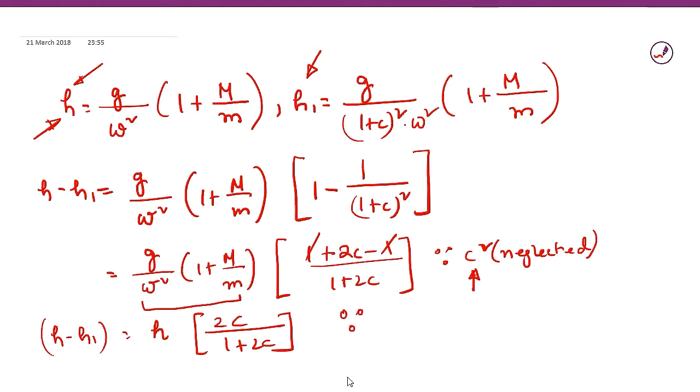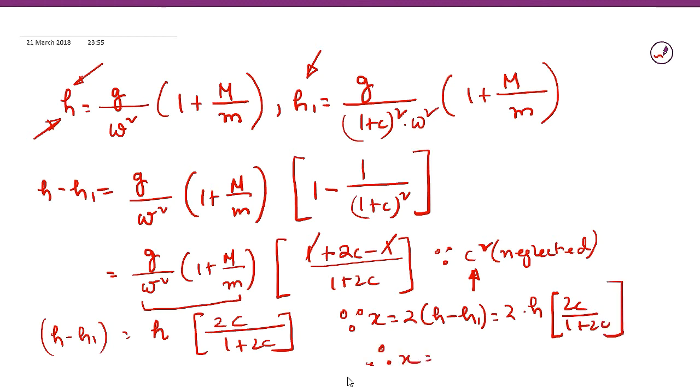Since x was equal to 2 into h minus h1, right? It will be 2 into h into 2c by 1 plus 2c. So your x will finally be 4hc by 1 plus 2c. Yeah, this is 4. So the derivation of x gives x equal to 4 into hc by 1 plus 2c. Okay. So we now know x as we have derived it.